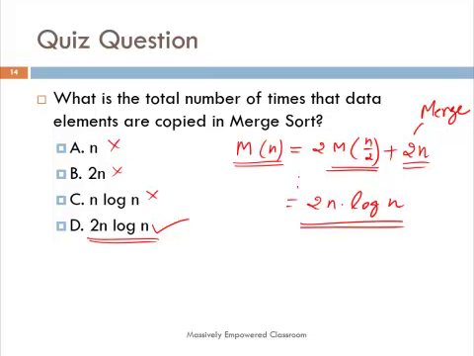The important thing here is to include this term, because merge is not called only once. Merge is called each time merge sort is called recursively. So we must include this recurrence relation, and in the end it is not just 2n, it is 2n log n. Thank you.